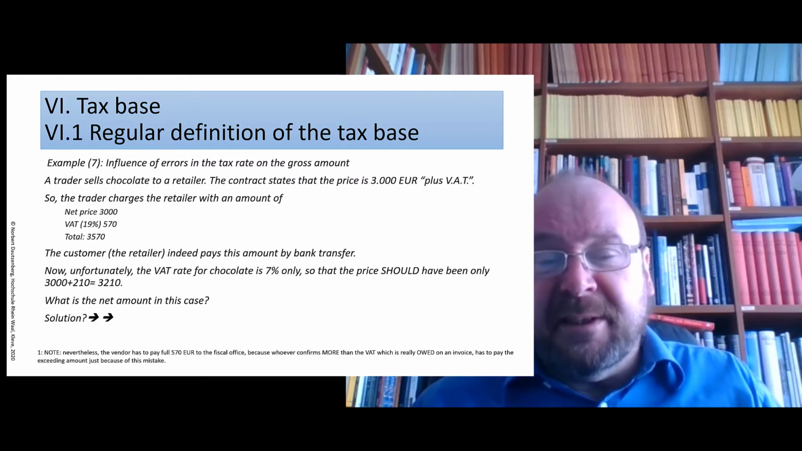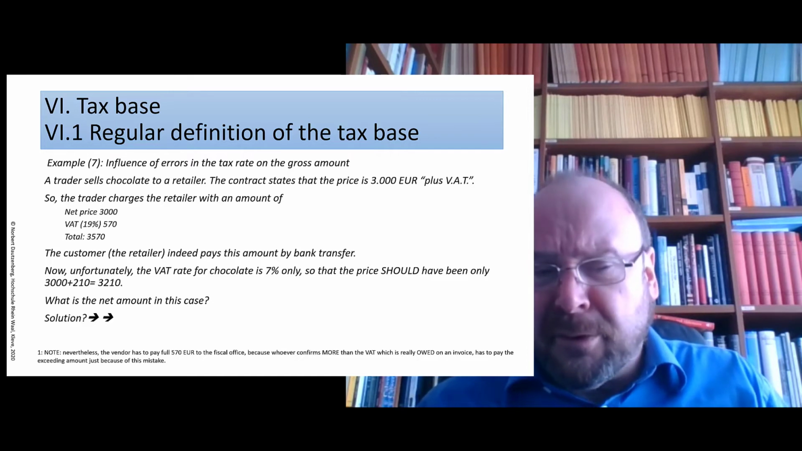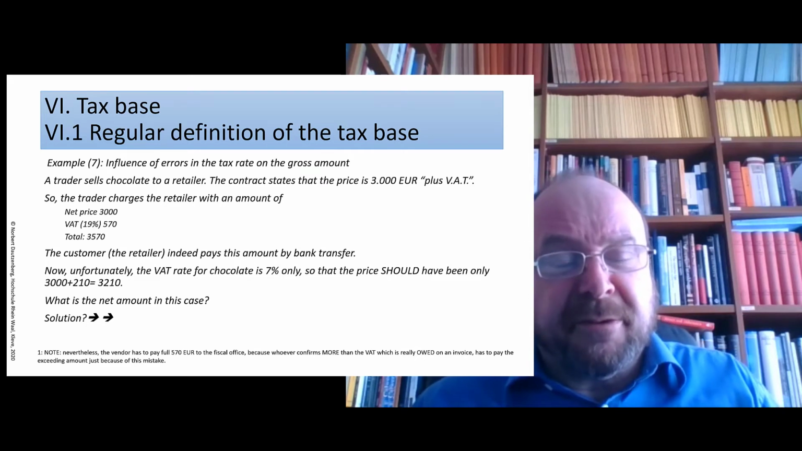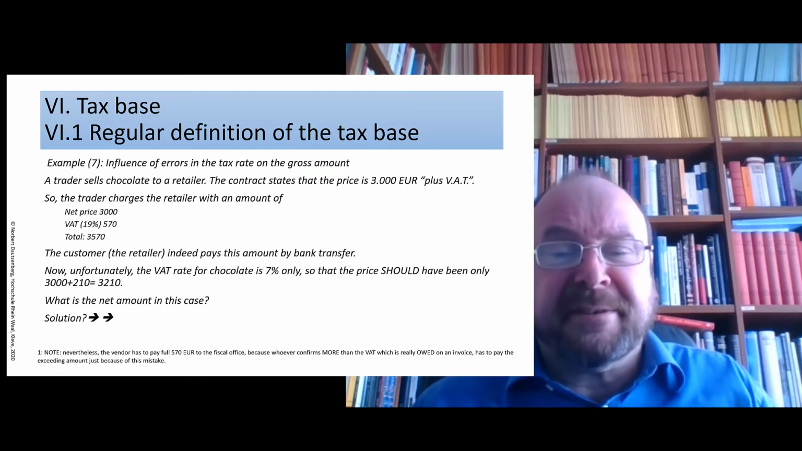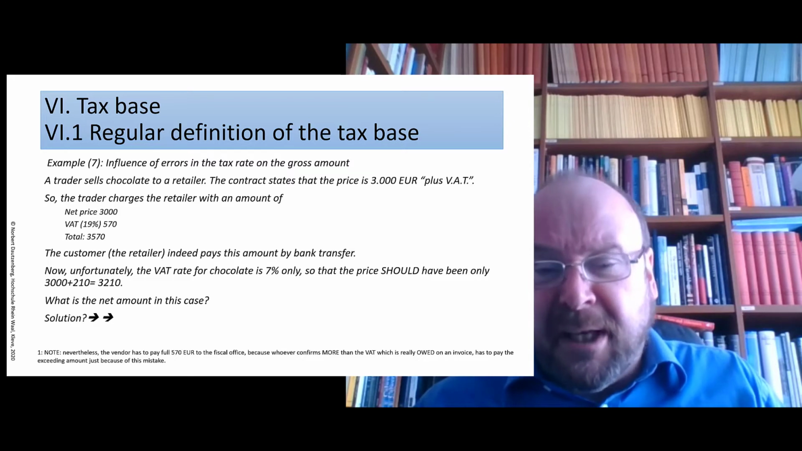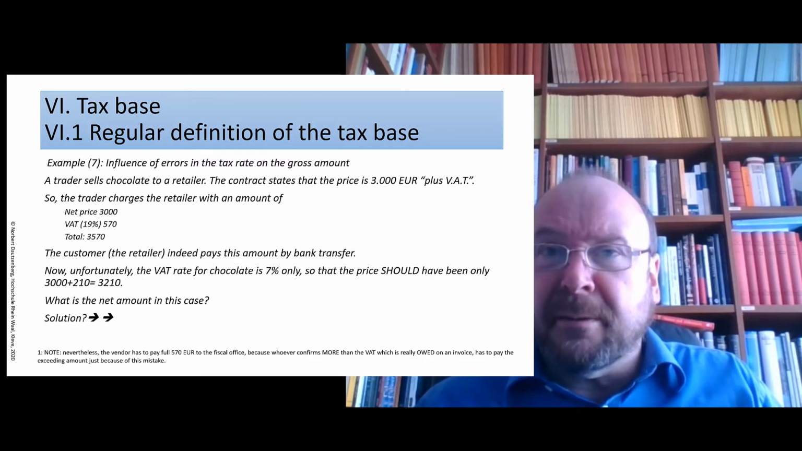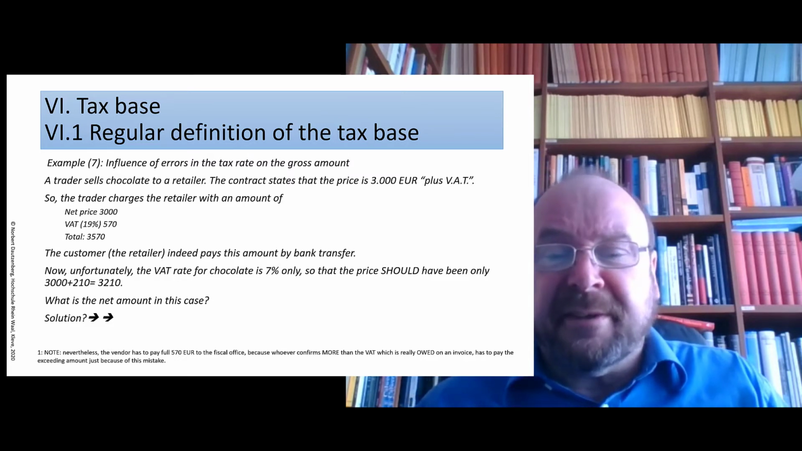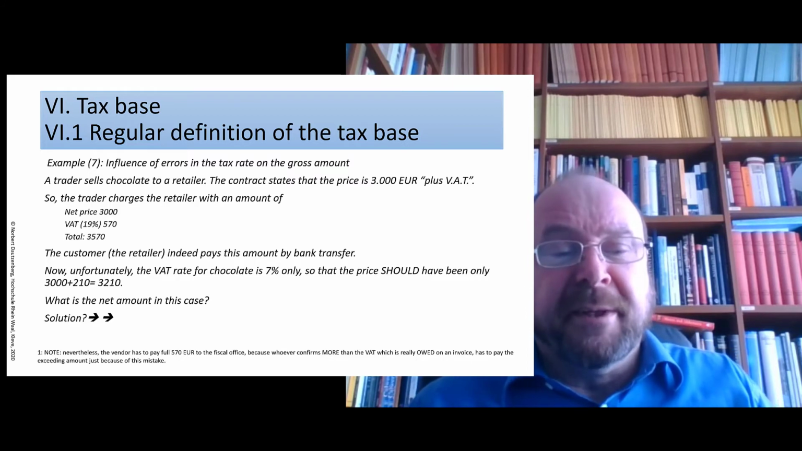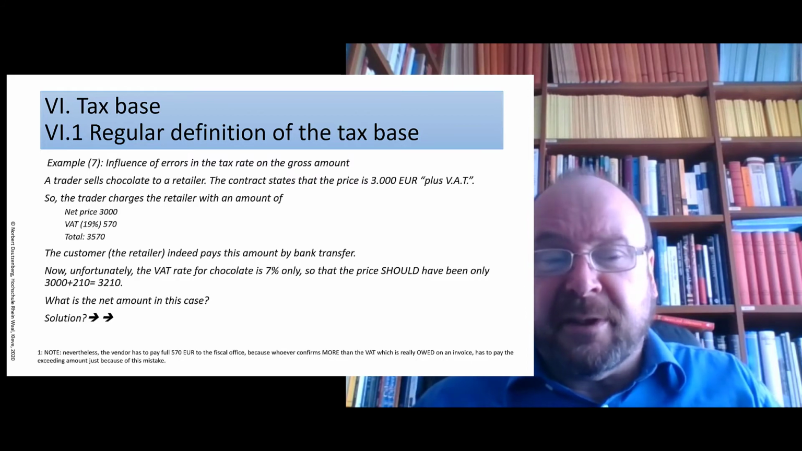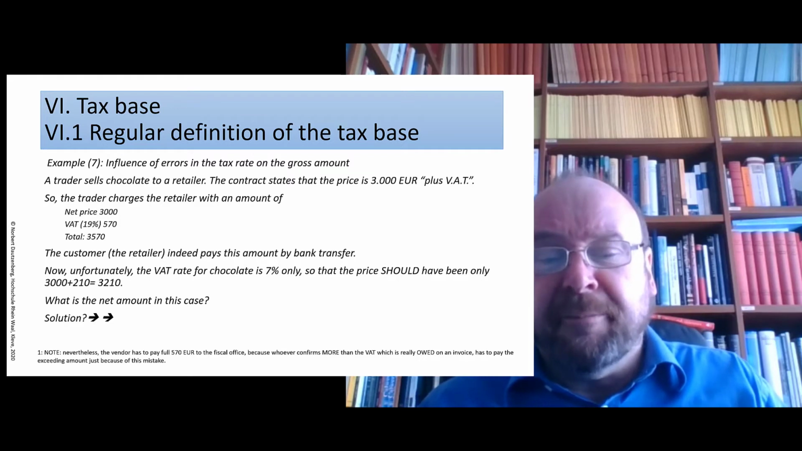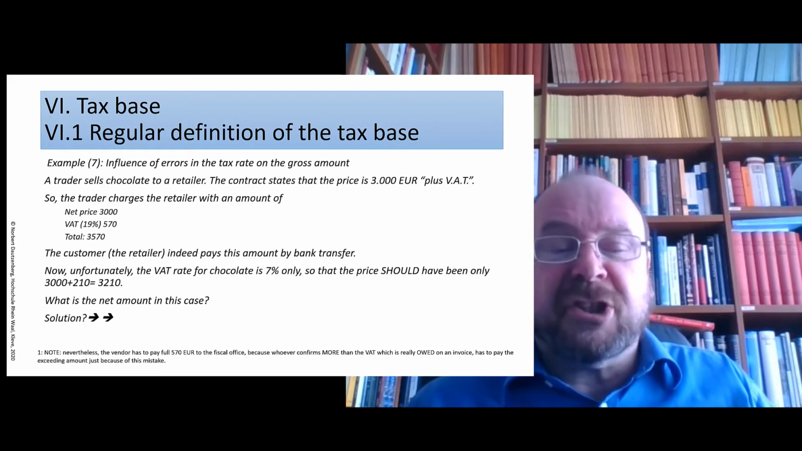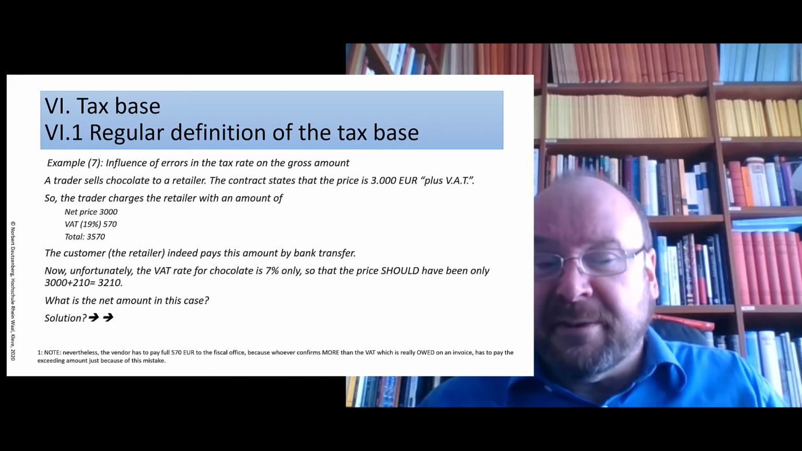Now the customer indeed pays this amount by bank transfer because the customer is also a bit confused, doesn't have the time to check the invoice, and makes basic mistakes. That should never happen, but with 80 million people in the population, you can guarantee that such strange things will happen from time to time. So two idiots deal with each other, and now, unfortunately, the VAT rate for chocolate is 7% only, so that the price should have been only 3,210.